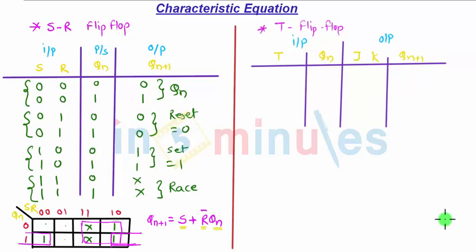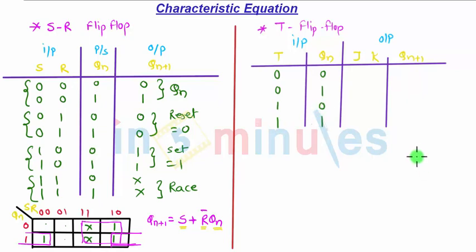So let us move to the characteristic equation for the T flip-flop. In the T flip-flop we have only one input, that is T. The input T can take two values, 0 or 1. Whenever T is 0, the present state or the previous state can be 0 or it can be 1. So for T equal to 0, Qn will be 0 or 1, and for T equal to 1, Qn again will be 0 or 1.